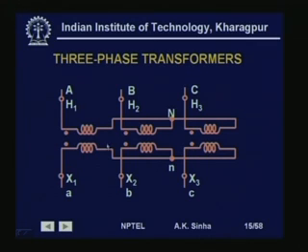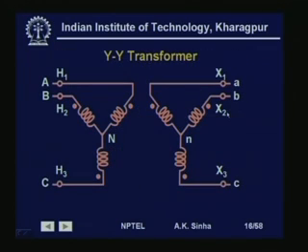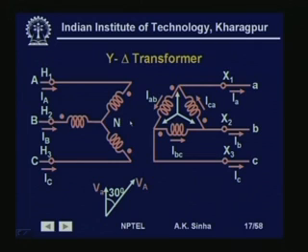This is a bank of 3 single-phase transformers, one transformer here, another transformer here, and the other one here, and we have connected them as a star-star transformer, which on a circuit will look like this. Similarly, we can have transformers with star and delta connection. Many times we use this type of connection.